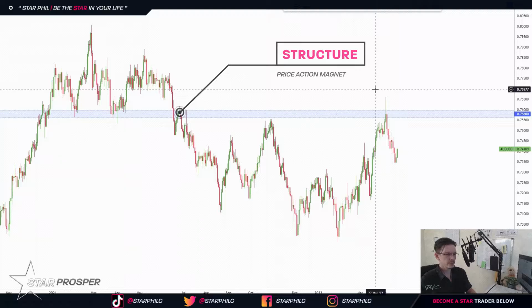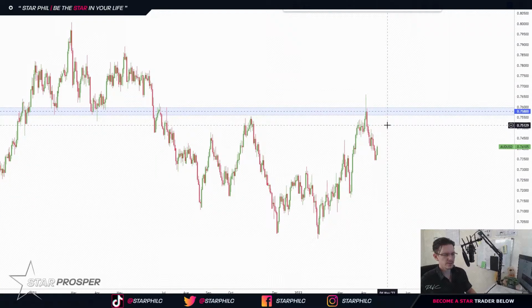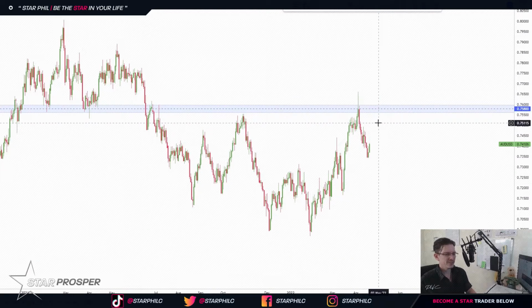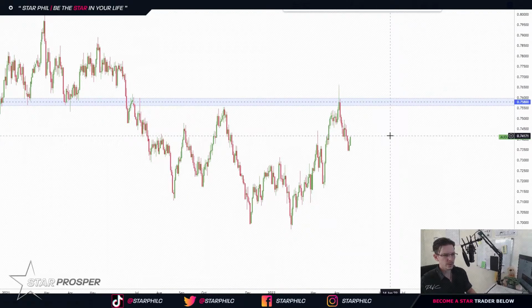The significance of structure is price action tends to magnetize. It acts like a magnet, structure does. Price action magnetizes to those levels. Is that a word, magnetizes? Structure pulls price action into these levels, and you can clearly see that right there.